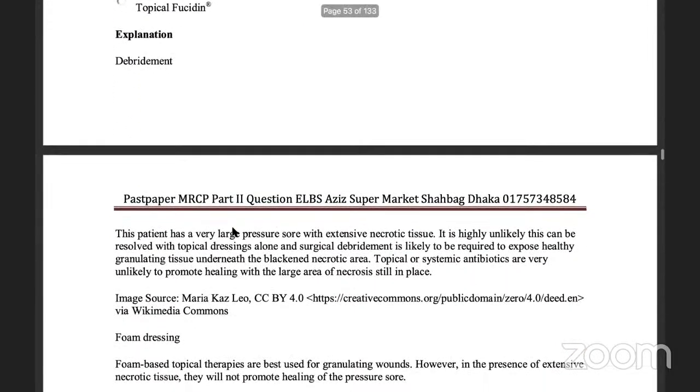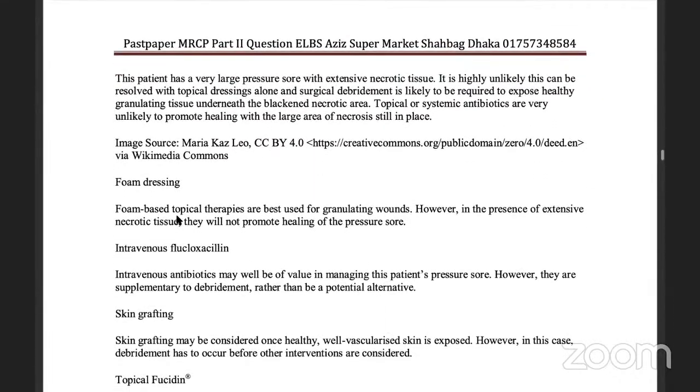This patient has a very large pressure sore with extensive necrotic tissue. It is highly unlikely this can be resolved with topical dressing. Surgical debridement is likely to be required to expose the healthy granulation tissue underneath the blackened necrotic area. Topical and systemic antibiotics are very unlikely to promote healing while a large area of necrosis is still present. Foam dressing and topical therapies are best used for granulating wounds. However, there is extensive necrotic tissue here. Okay.